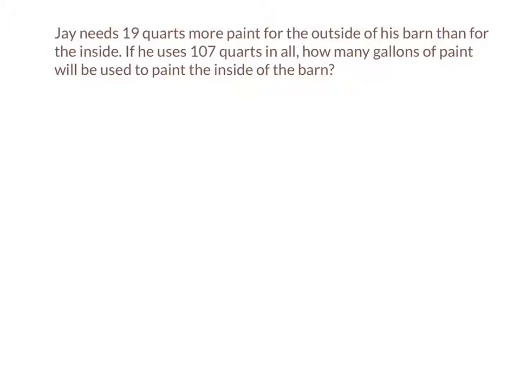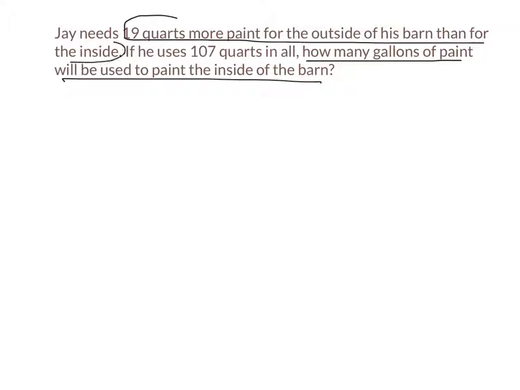So this question is asking us to find how many gallons of paint will be used to paint the inside of the barn. Okay. What important information do we need to know? Well, for number 2, you should write that he needs 19 quarts more for the outside than for the inside. And he uses 107 quarts in all. And this part is very important too, that we need to express our answer in what units?